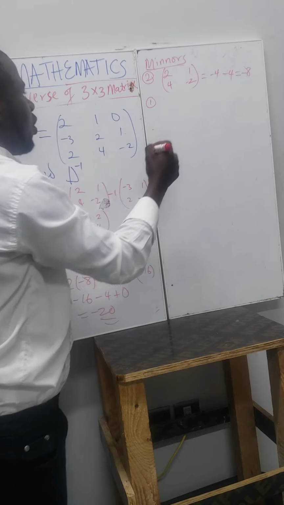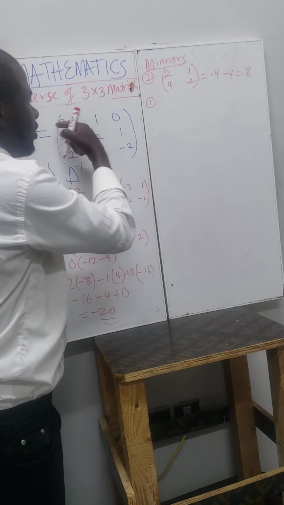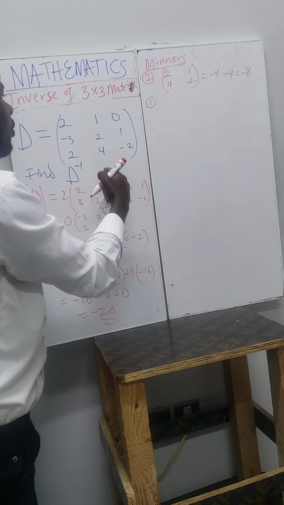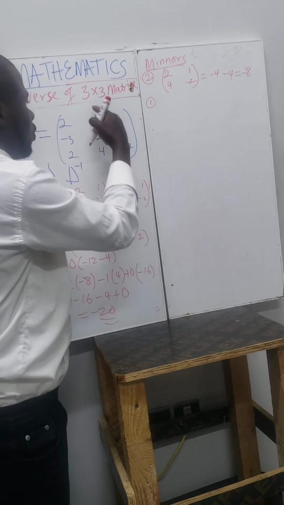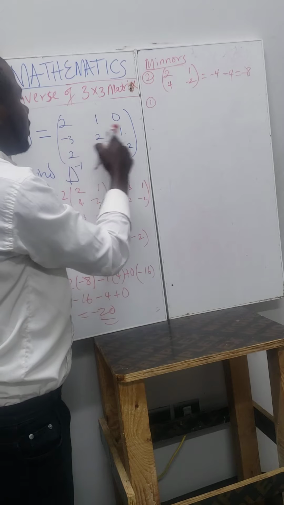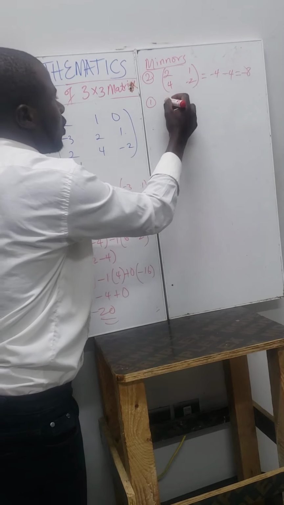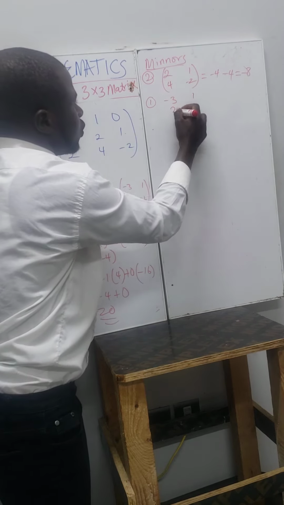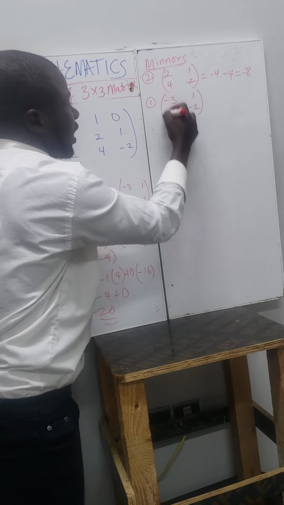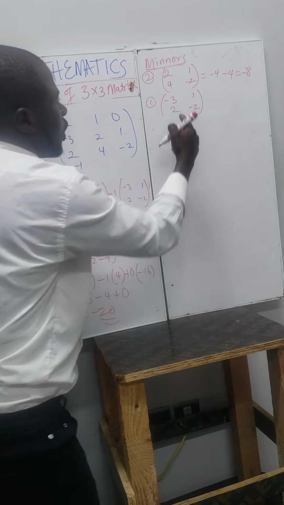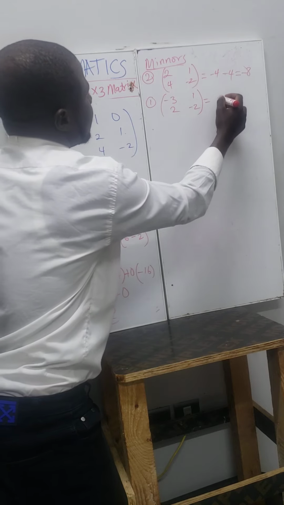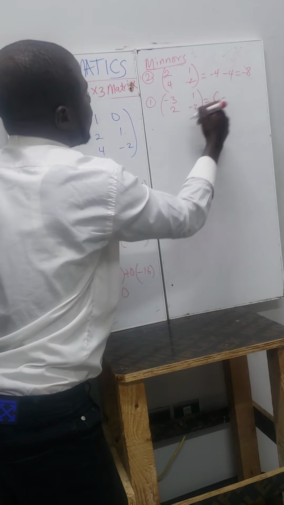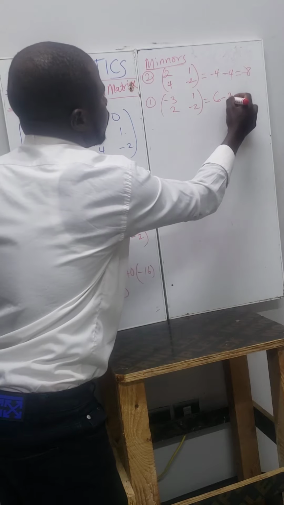Let's proceed to the second one, which is 1. We want to find the minor on that 1. Block all the elements along the same row and along the same column. Whatever we have left, let's write them out. You block this one, you block this one. We have minus 3, 1, 2, minus 2. I believe we are getting it. Okay, minus 3 times minus 2, that is plus 6. Minus 2 times 1 is minus 2.